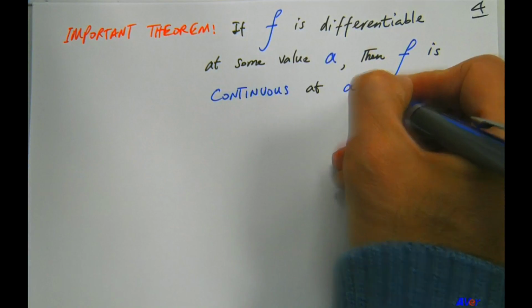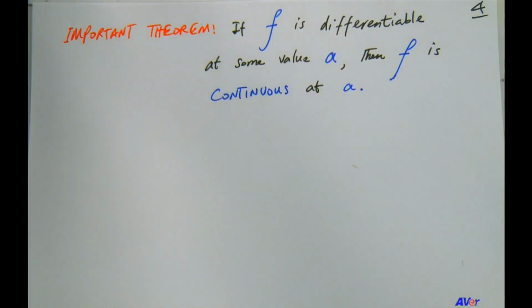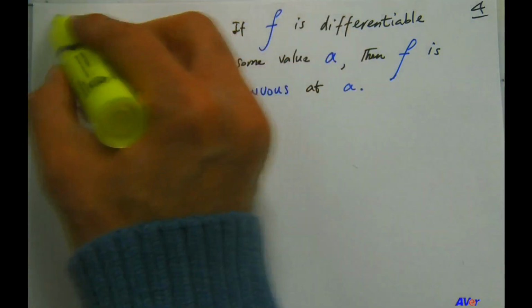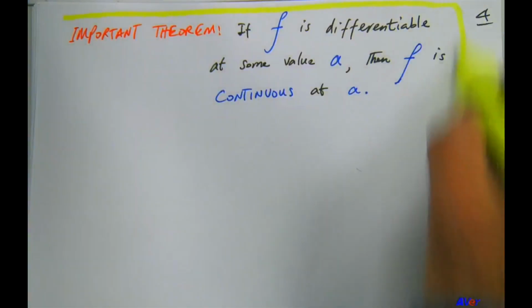So differentiability is a very powerful and useful piece of information because it tells us that the function is continuous at that point. Let me also box this. So that's one conclusion.